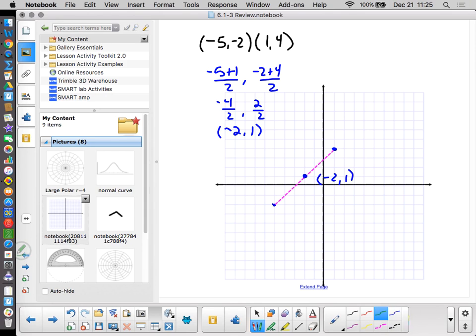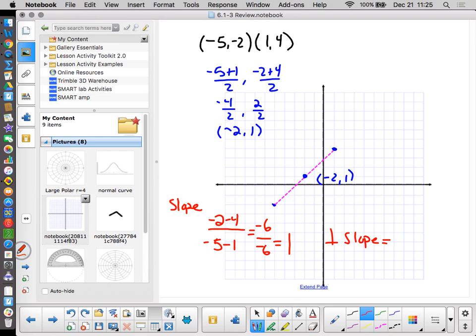Now I need a line that is exactly perpendicular to this line. I need to find where that line is. In order to find perpendicularity, I need to measure slope. So I need to find the slope of my segment, which is change in y, -2 minus 4, over change in x, -5 minus 1, which is -6 over -6. In this case, that reduces to 1. So the slope of this line is 1. The perpendicular slope is a negative reciprocal, which would be -1 over 1, which is -1.